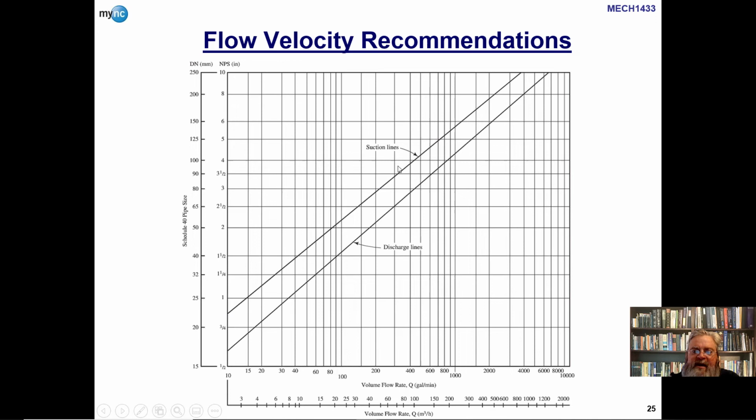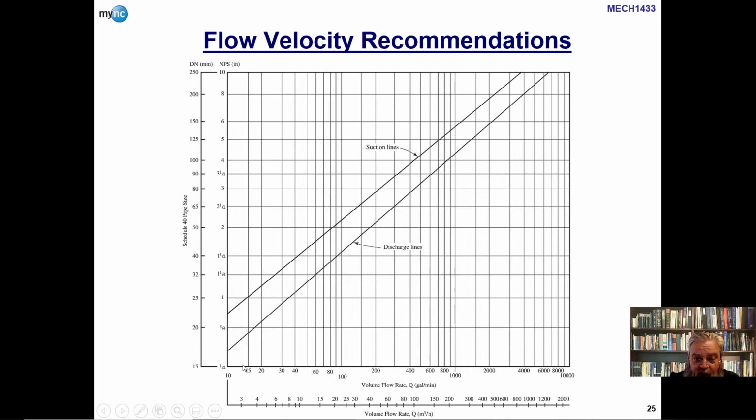One is, again, for suction lines, which is a little odd. That's the slightly vacuum pressure line leading into a pump. All other lines they're calling discharge lines, and they're saying follow this line for these flow rates. So if you have a 15 GPM system, that's cubic meters. This is the volume flow rate in gallons per minute.